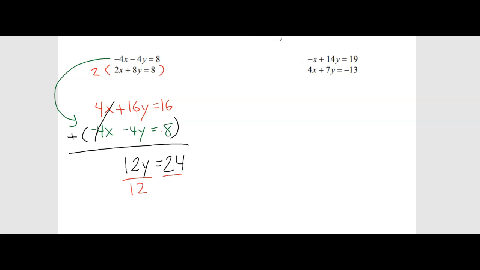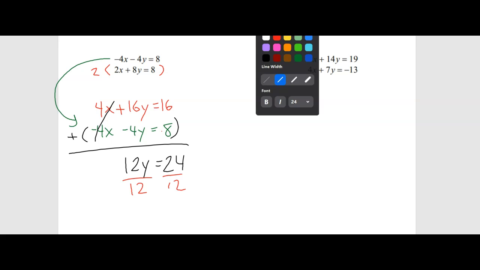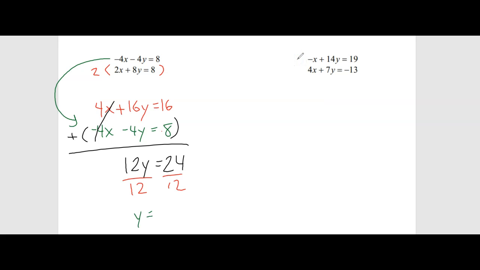And then I would divide both sides by 12. And I would still get y is equal to 2. So different choices here. You just need to make sure that when you multiply one of the equations by a number, you're going to have the same or opposite coefficients in front of one of the variables, right? Like positive 4 and negative 4, or negative 8 and negative 8, or negative 8 and positive 8. That way, you can then either add or subtract them together to eliminate that variable.